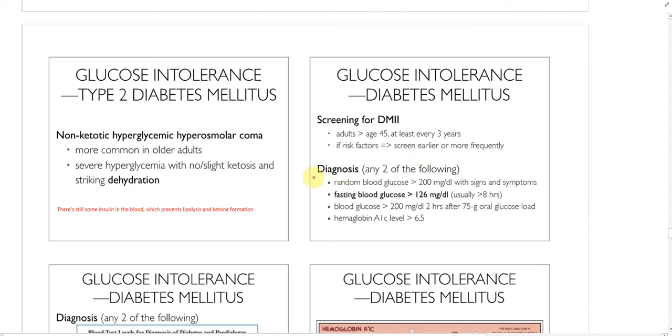And they will have a diagnosis if they have 2 of any of the following. So a random blood glucose over 200 with signs and symptoms. That part right there is important to remember. A fasting blood glucose is sort of our go-to for diagnosis. And for diagnosis, it has to be over 126. And that's usually after 8 hours.